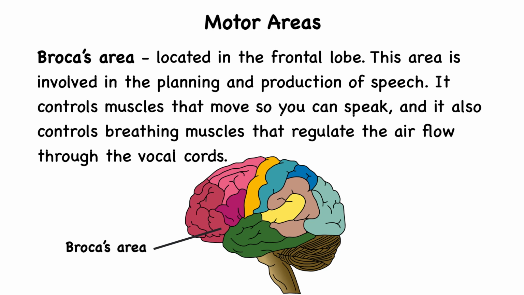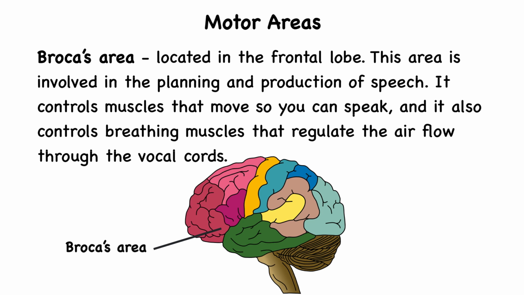Broca's area is located in the frontal lobe. This area is involved in the planning and production of speech. It controls the muscles that move so that you can speak, and it also controls the breathing muscles to regulate the airflow through the vocal cords.